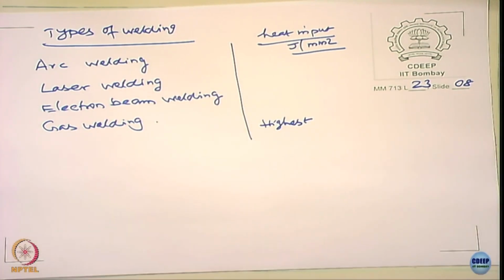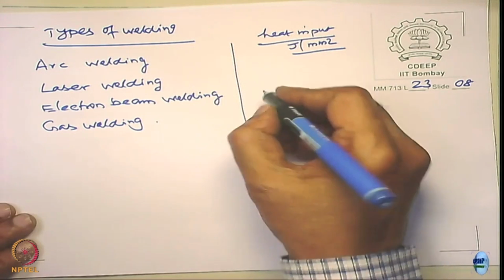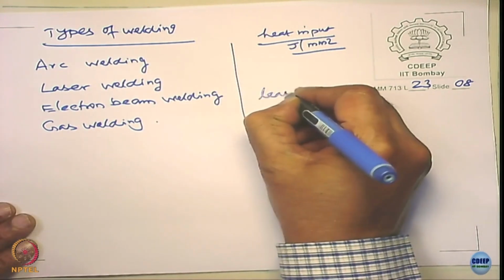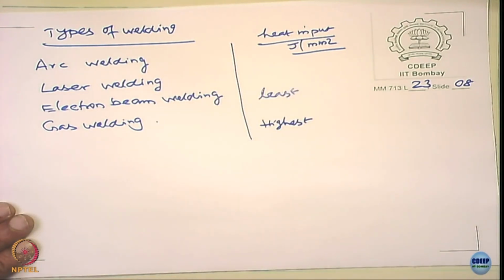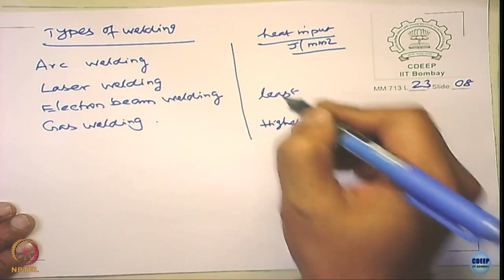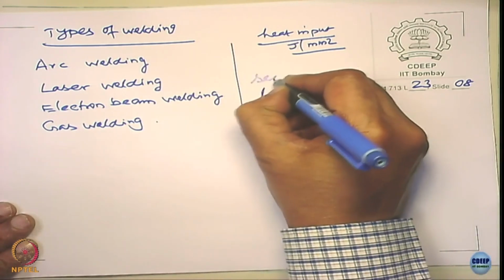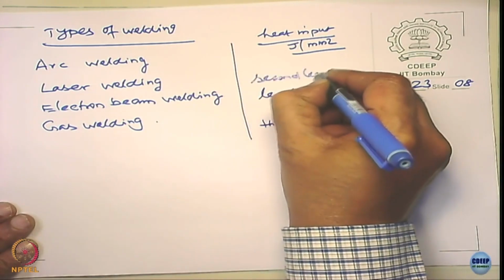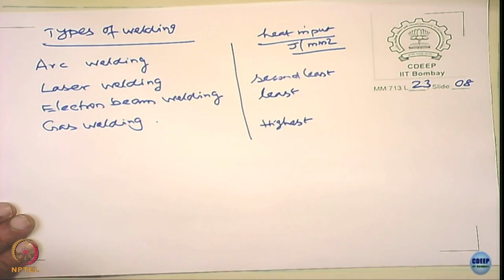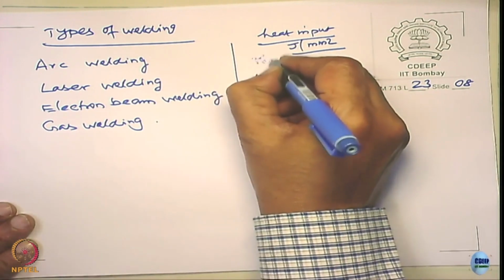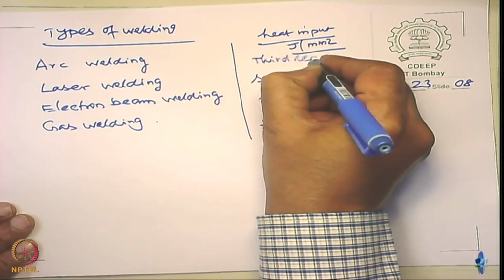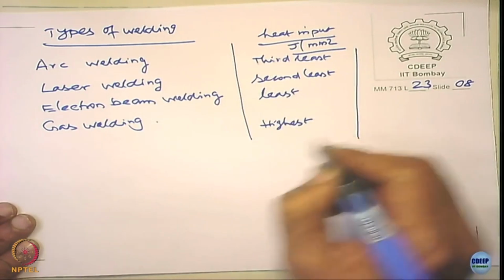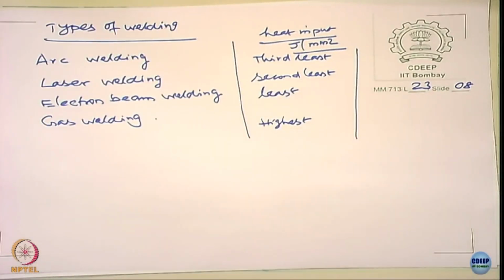Which is the least here? Electron beam welding is the least. It is the second least. This is the third least. It's not the right way of defining. I should put number 1, 2, 3, but anyway, I hope you can understand this better actually.